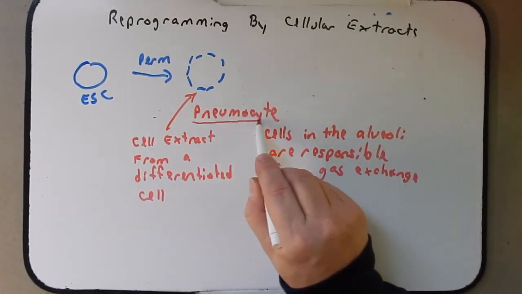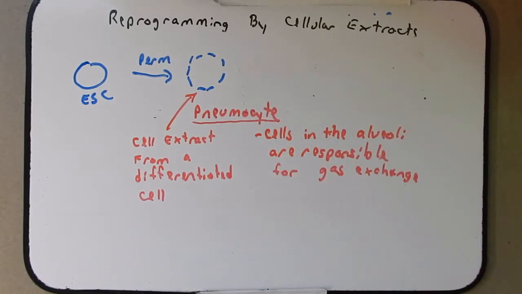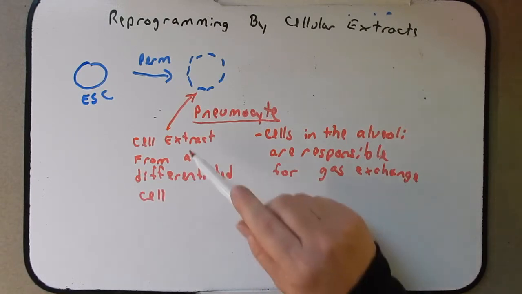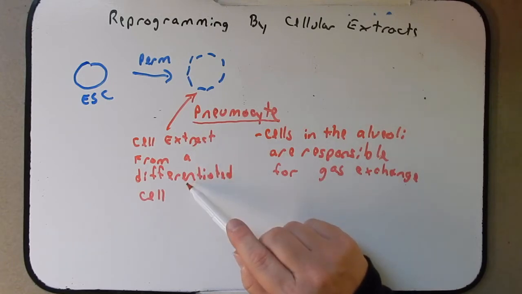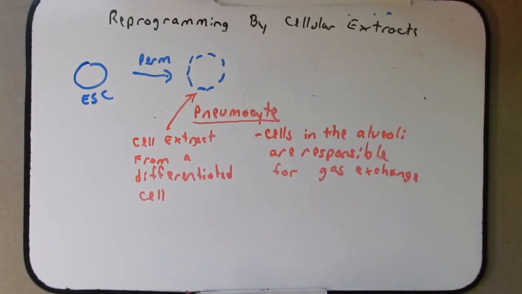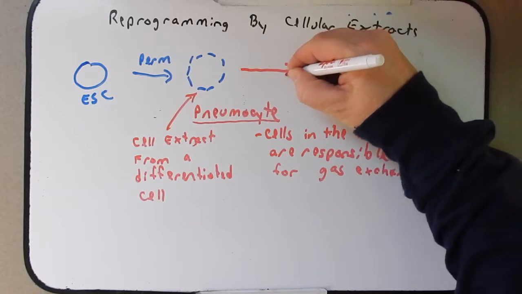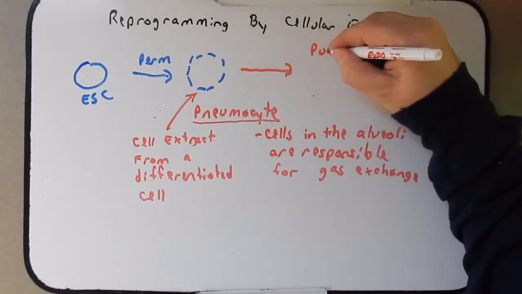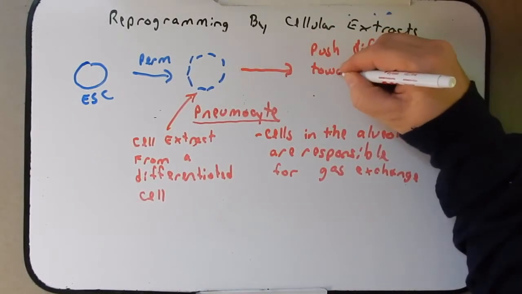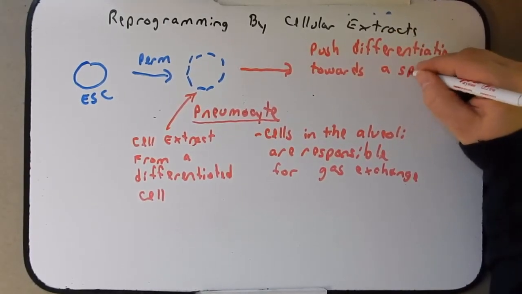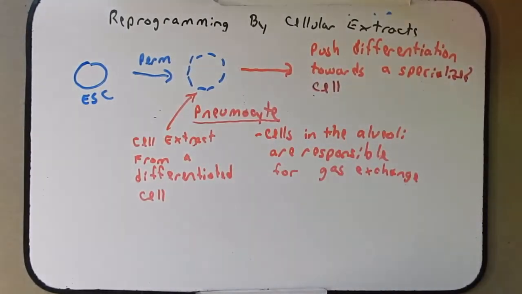Clinically speaking, being able to generate these cells would potentially have some use, either in research or perhaps for some therapeutic purpose. So the idea is maybe you could add cell extract from the pneumocytes to these embryonic stem cells, which, remember, are undifferentiated, so maybe we could reprogram them. And so what happens when we add this to it, we push differentiation towards a specialized cell. In this case, we're talking about pneumocytes. So we'll push them towards becoming a pneumocyte.